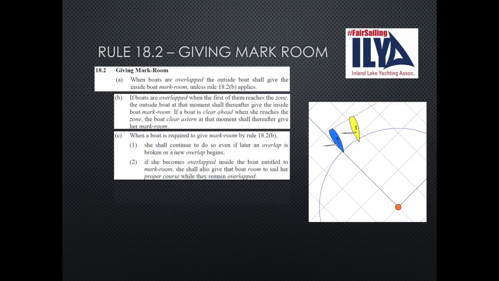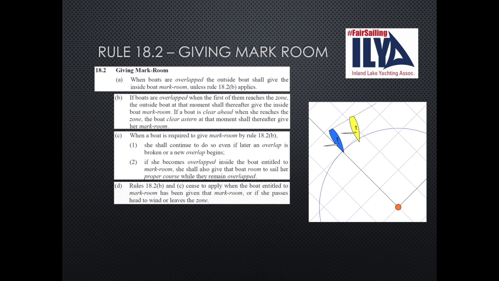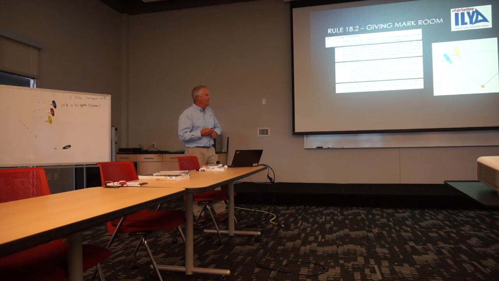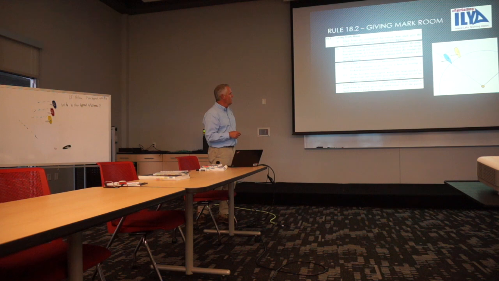And then 18.2 B and C cease to apply when the boat entitled to mark room has been given mark room. In other words, mark room doesn't last forever. Even if you have it, you only have it for a certain period of time, and that has to do with when you're leaving the mark. We'll talk about that further. Or if you pass head to wind or just leave the zone, it ceases to exist. So the point there is mark room is a point in time, right? Doesn't last forever. As you're rounding the mark and departing, it goes away.